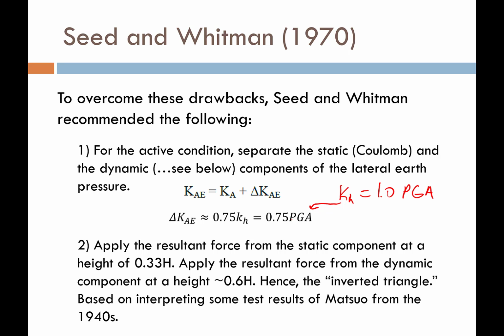But here's where things got really tricky, was the second thing they recommended. They said, now that resultant force from the static component, go ahead and apply that at its regular place of 1/3 up the wall. But this dynamic component, that one is at a place they hypothesized was about 0.6 up the wall. And we engineers over time have said 0.6, that's too hard to remember. Let's just go ahead and call that 0.67 or 2/3 up the height of the wall. And if we do that, then that's easy to remember.